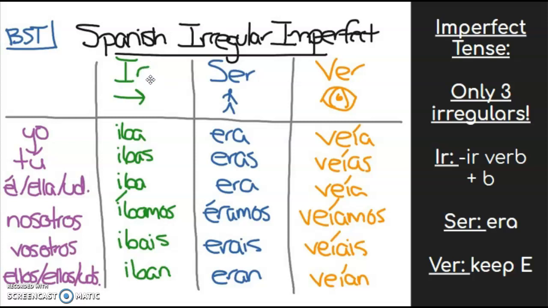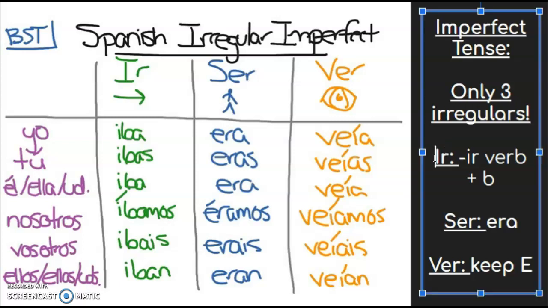We have the verb ir. Ir is to go, ser to be, and ver to see. Hence the pictures that were drawn. So copy down the charts for these verbs as well, as you'll need to know them. I did put a shortcut of how to remember these irregulars.